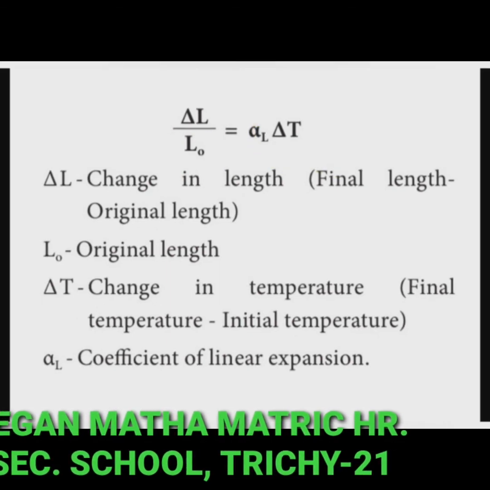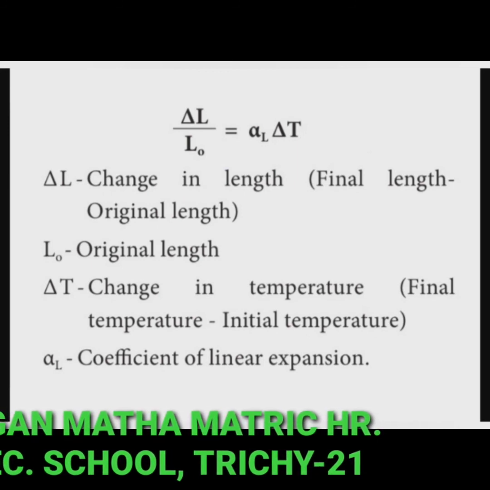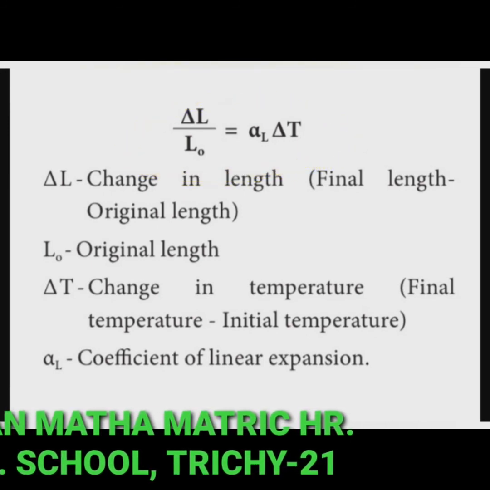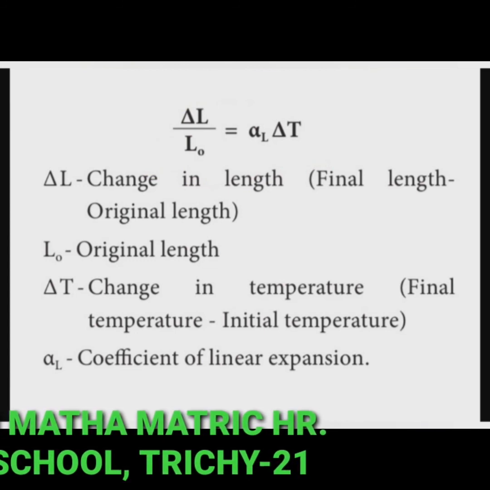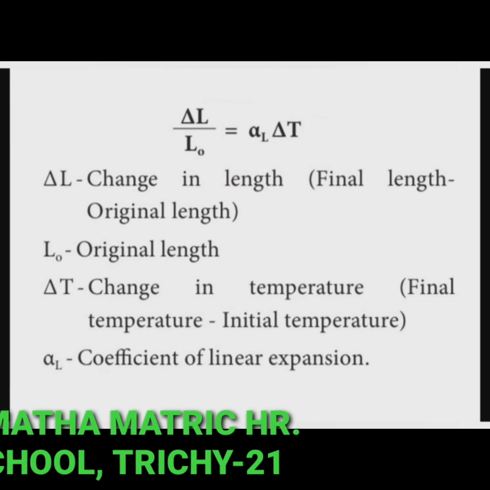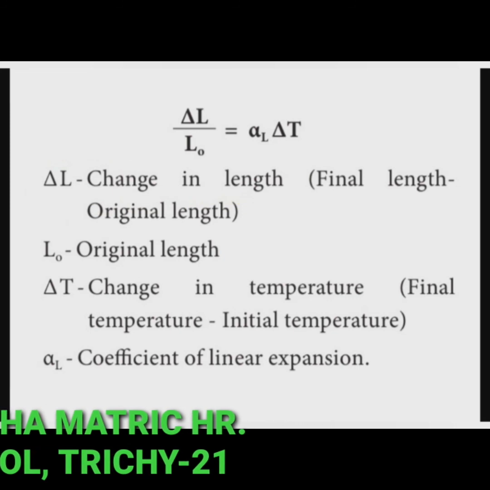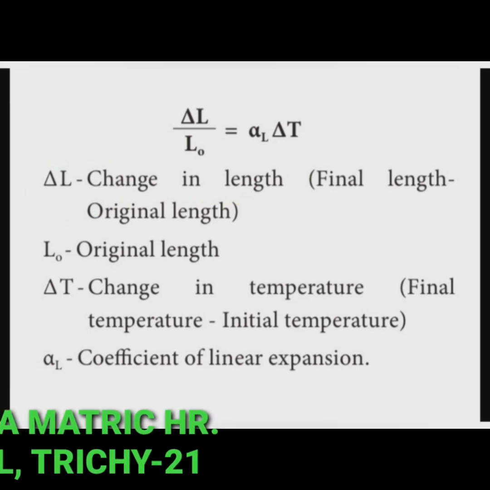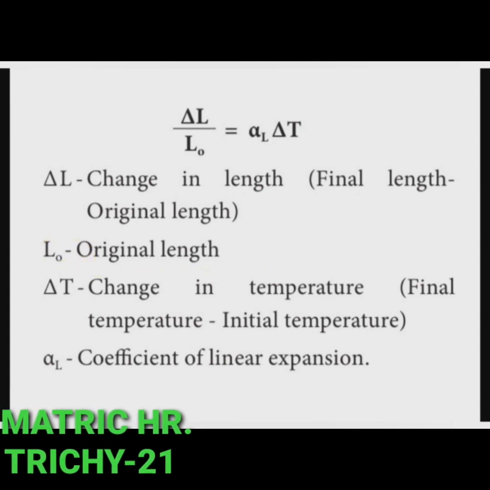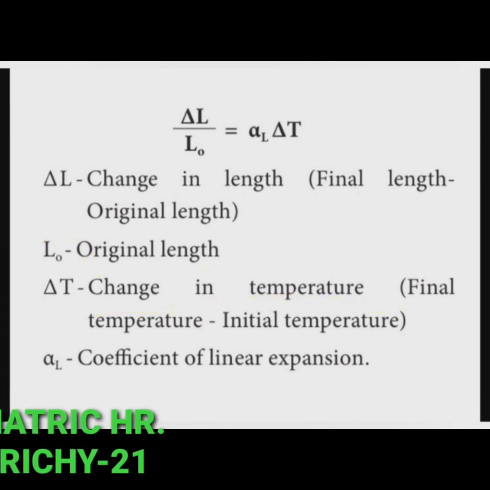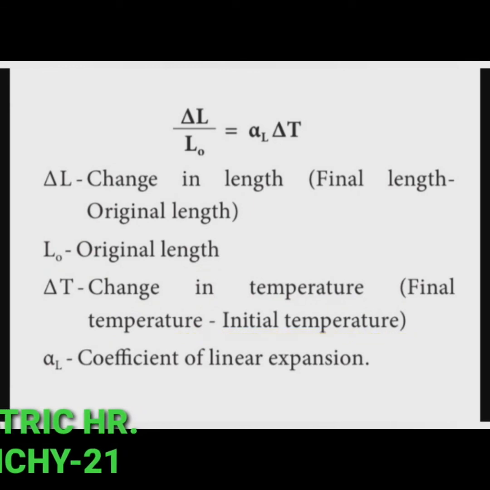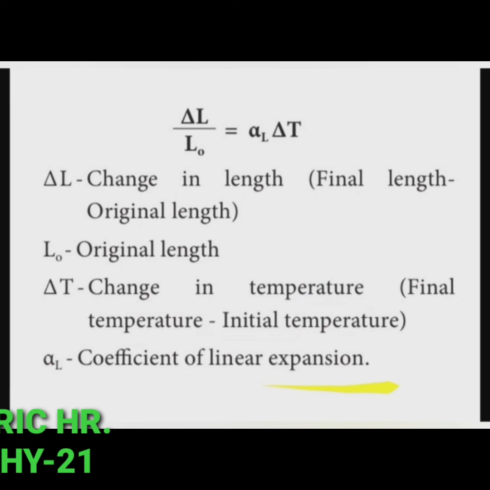The equation relating the change in length and the change in temperature of a body is given here, that is delta L by L0 is equal to the coefficient of linear expansion times delta T. Here delta L is the change in length, that is final length minus original length. Then L0 is the original length. Then delta T is the change in temperature, that is final temperature minus initial temperature. Then the coefficient of linear expansion, alpha L. So this is the equation relating the change in length and the change in temperature of a body.